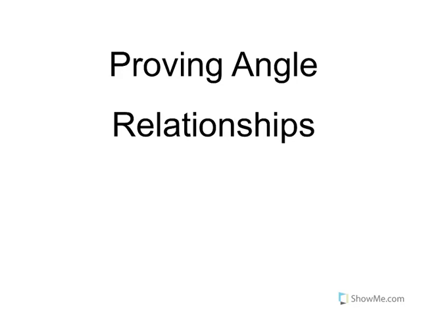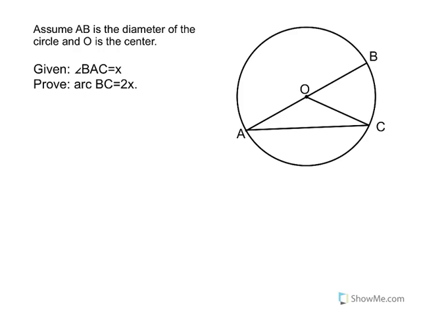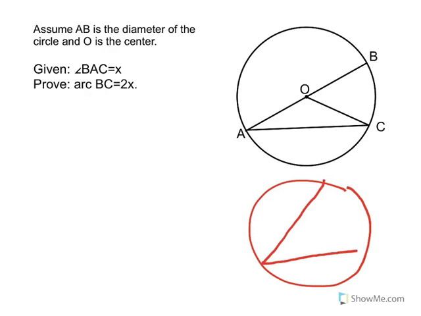So in this video, we're going to prove some of the angle relationships that we've talked about within circles so far. So the first relationship we're going to prove is the inscribed angle relationship. If you remember, an inscribed angle has its vertex on the circumference of the circle, and if the inscribed angle was 20 degrees, then that means the intercepted arc is double that, or 40 degrees, or 2 times 20. So that's what we're trying to show in the picture.